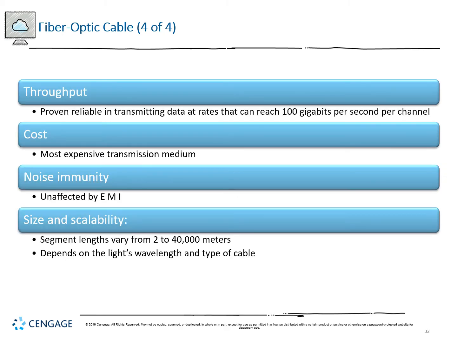So with fiber optic, our throughputs can go up to 100 gigabits per second per channel. So when we're talking about the transatlantic cables, that's what's called an 8-core bundle. So that's probably going to have at least 8 cores with 8 channels per. So the way those are structured is going to have a big influence on how much data you can actually move per second. It is the most expensive transmission medium. Segments can vary from 2 to 40,000 meters. So 40 kilometers, for those of you who are unaware, is a pretty significant amount of distance.